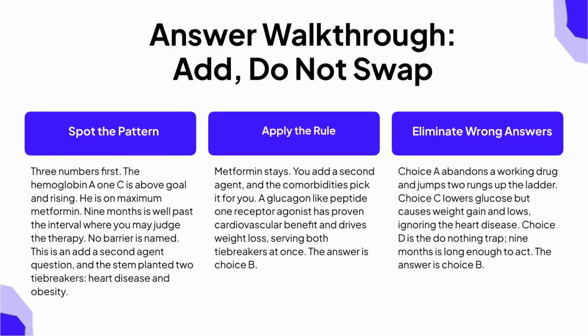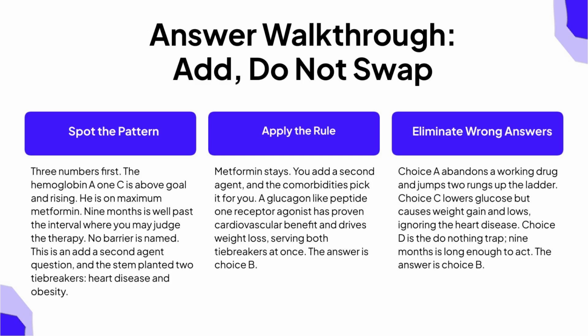Let's walk it. 3 numbers. The A1C is above goal and rising. He's on maximum metformin. 9 months, well past the interval to judge therapy. And no barrier, because the stem tells you he takes every dose. That's the writer closing the adherence door on purpose. So this is a true add a second agent question. Now the tiebreaker. The stem planted 2, coronary artery disease and a BMI of 34. Metformin stays, you add, and the comorbidities pick the agent. A GLP-1 receptor agonist has proven cardiovascular benefit and drives weight loss, serving both tiebreakers.